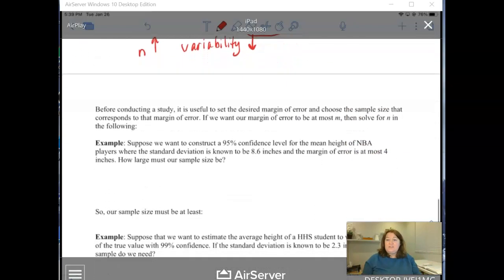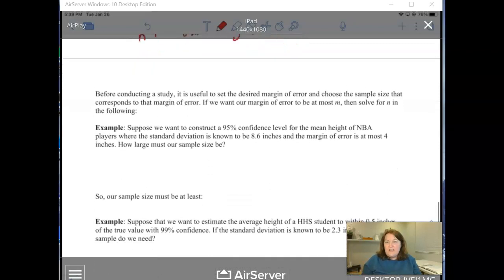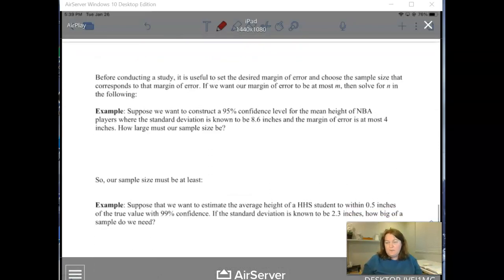All right, so here we're going to work on just finding little n in different problems. It's an easy way to kind of work our way into these. Before conducting a study, it's useful to set a desired margin of error. For example, if I am dealing with something in the medical world, my margin of error might be very, very small if I'm working with microorganisms. Or if I'm trying to do a space calculation, I might want to have very, very small variability to whatever the true number is.